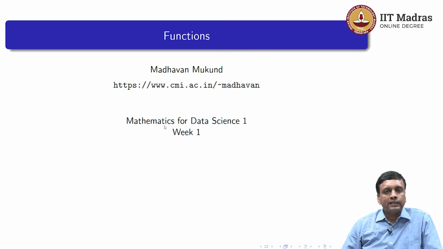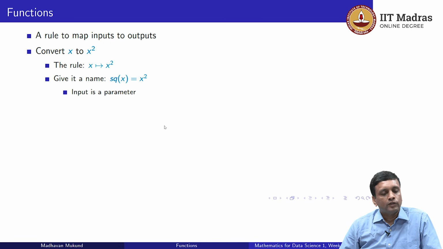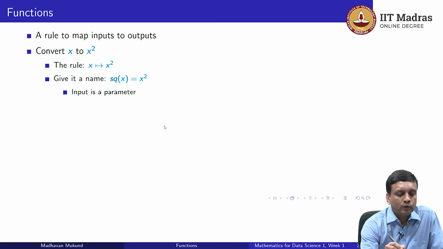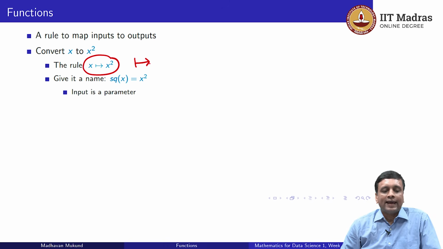Closely related to relations are functions. So what is a function? A function is a rule that tells us how to convert an input into an output. So for instance, suppose we want a function that given an x returns us x square. Then this is one way to write the rule. We write this symbol which says x maps to x square. Given an x, it is transformed to x square.